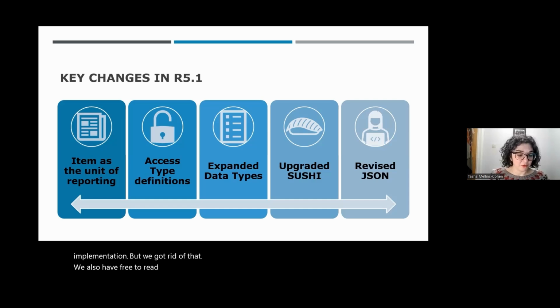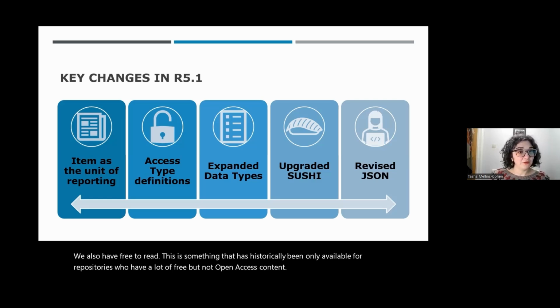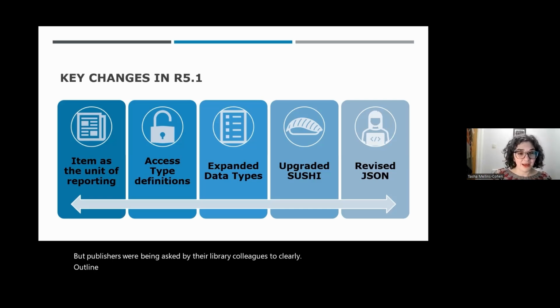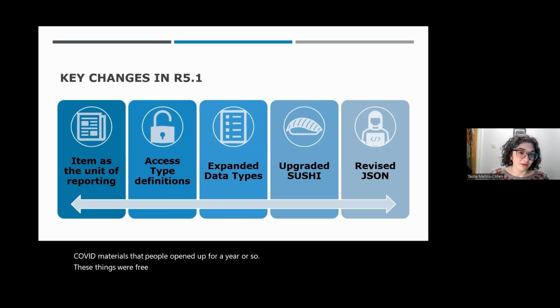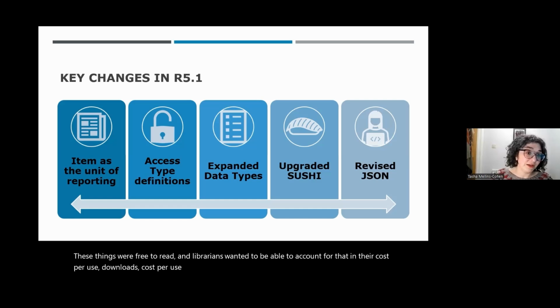This is something that has historically been only available for repositories who have a lot of free but not open access content. But publishers were being asked by their library colleagues to clearly outline in reports how much of the controlled content was actually free. So this is things like the COVID materials that people opened up for a year or so. These things were free to read, and librarians wanted to be able to account for that in their cost per use calculations. So free to read is now available for publishers to use as well.